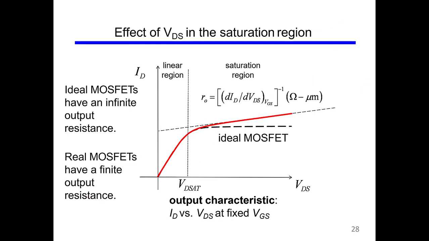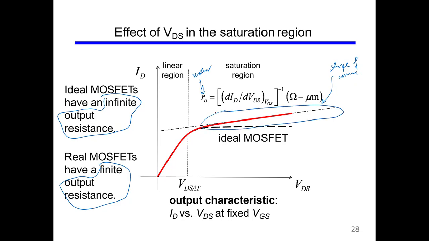If we talk about the saturation region, there is an intrinsic output resistor. An ideal MOSFET would have an infinite output resistor. Real MOSFETs have this finite resistance R0, and as I told you, R0 is basically the slope of the curve here.